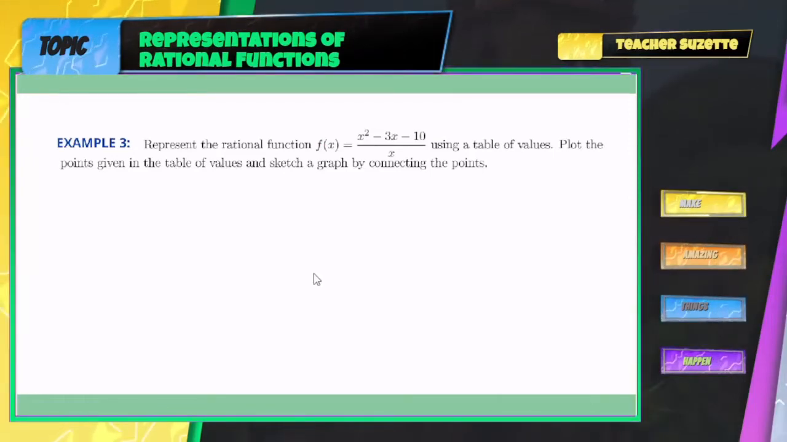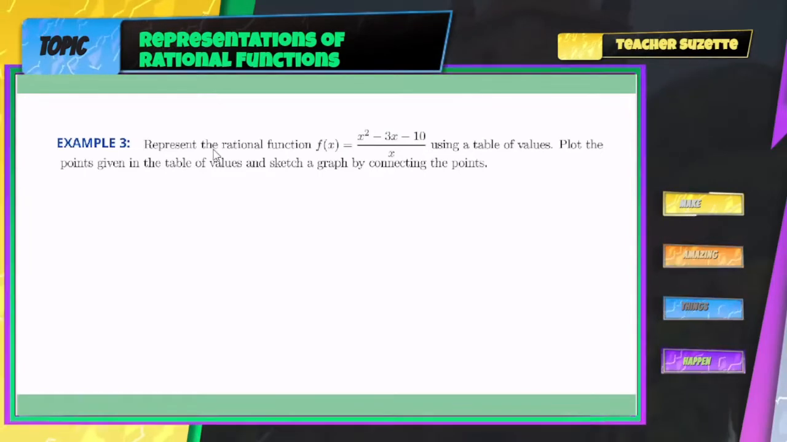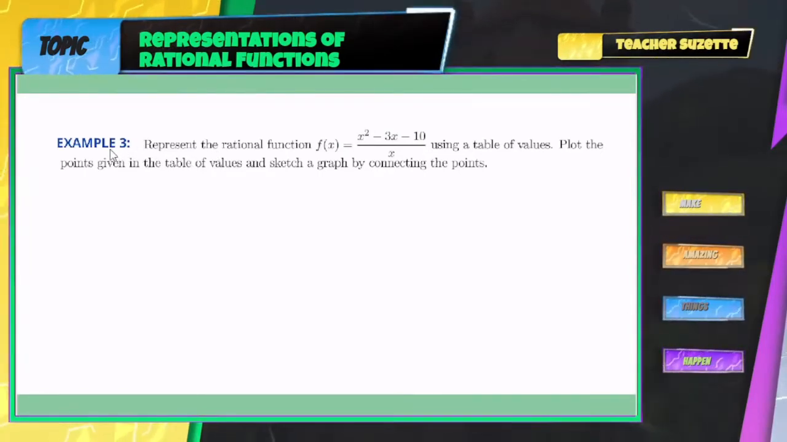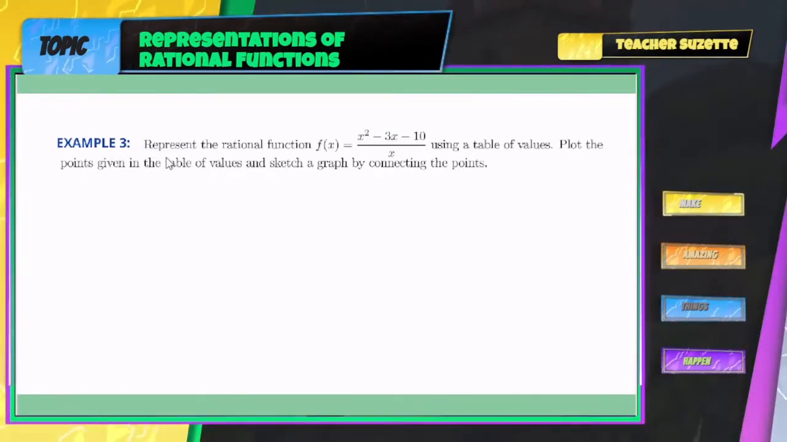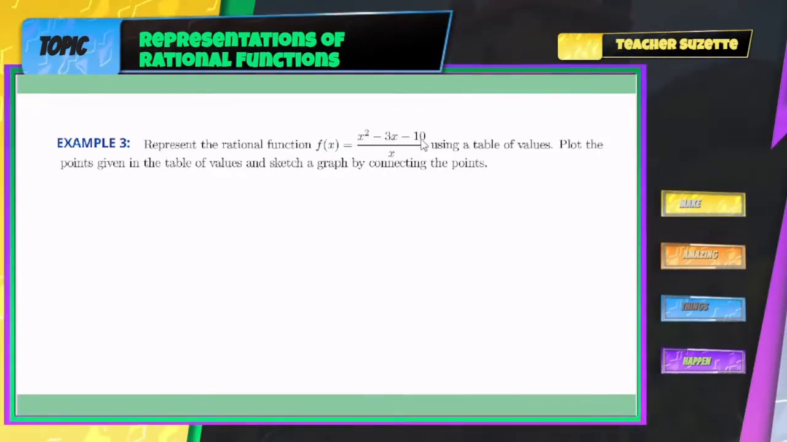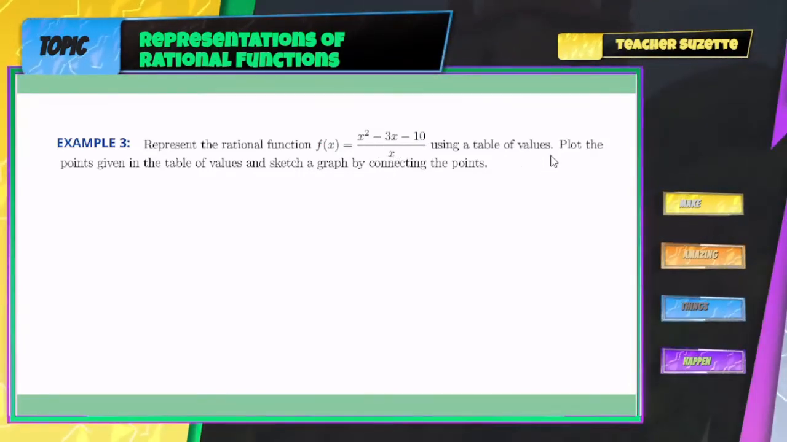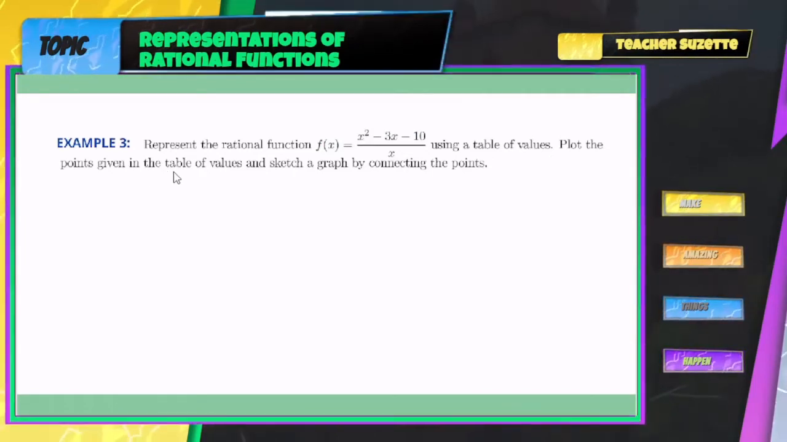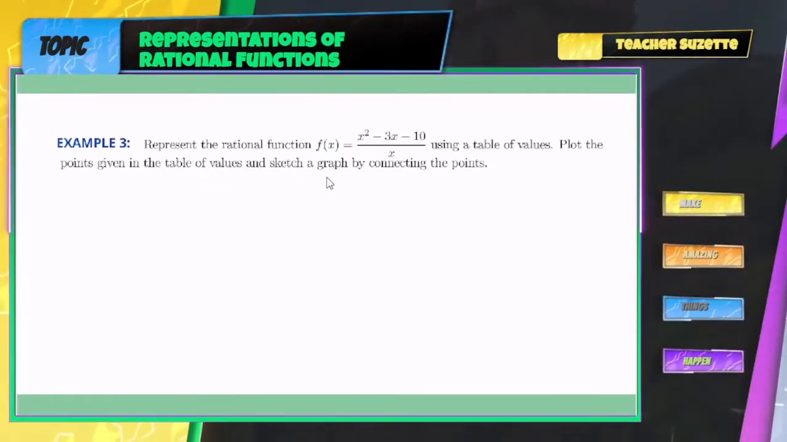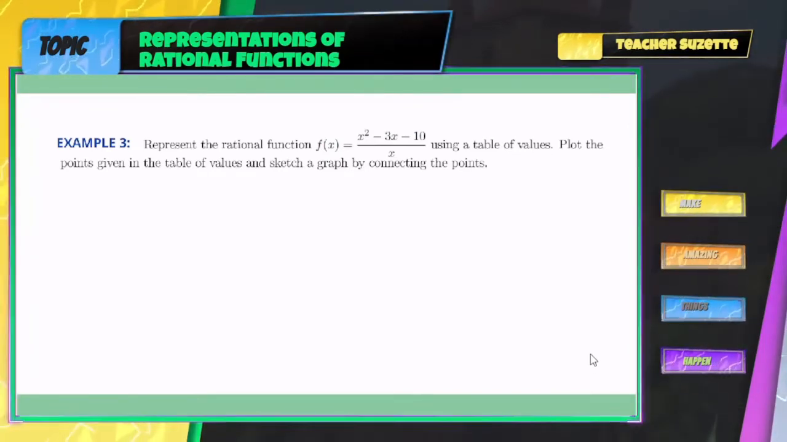Class, let's continue our discussion regarding representation of rational functions. Particularly, let's have example number 3. Let's represent the rational function f of x is equal to x squared minus 3x minus 10 all over x using a table of values. Plot the points given in the table of values and sketch a graph by connecting the points. So this is just like or similar to our examples 1 and 2.